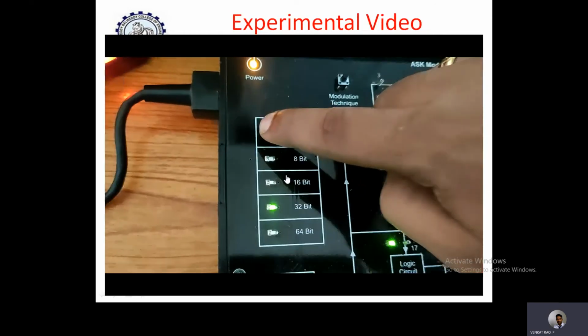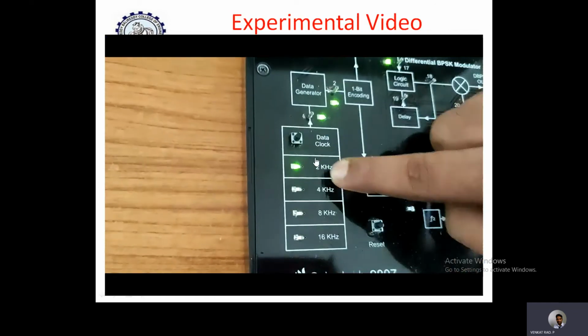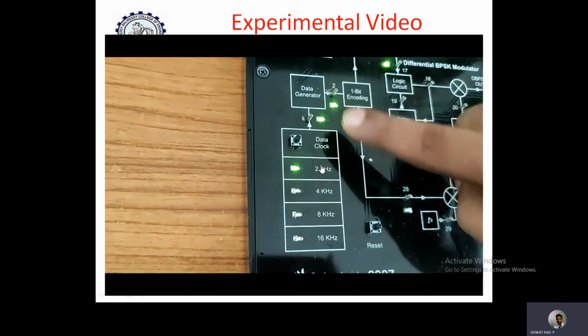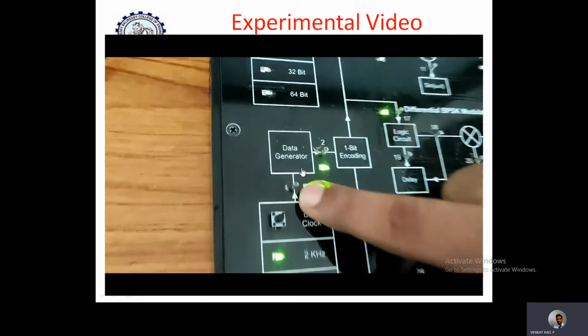Now this is the selection of data input. As an example, 8-bit data is selected. This is the clock, so 2 clock is selected. Now, where the actual input is generating.